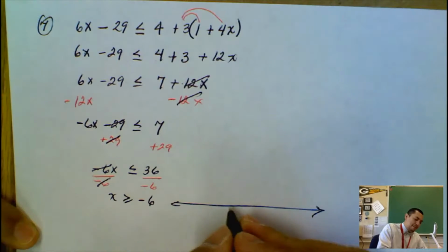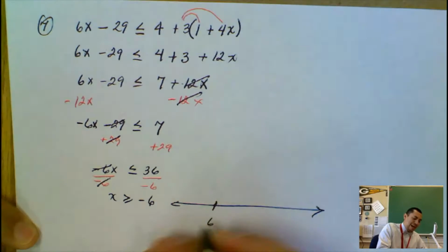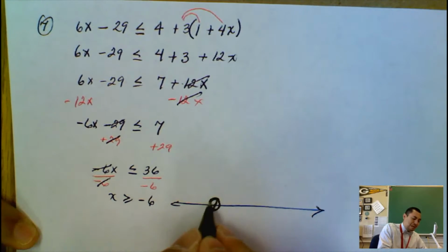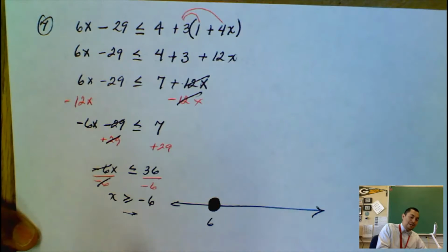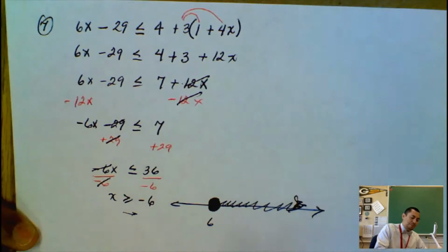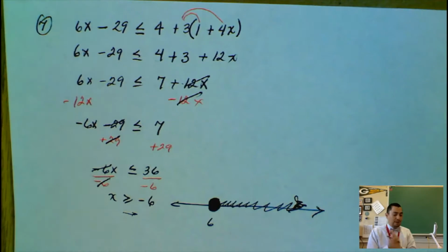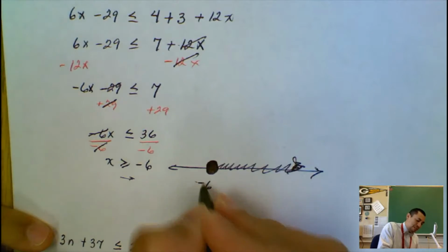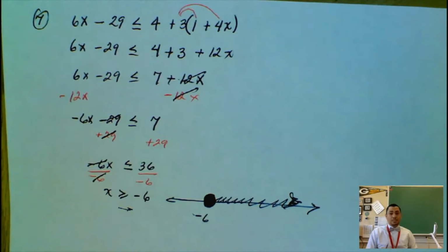There we go. So I have negative 6, and the dot, I think for the first time, is going to be closed because we have a greater than or equal, and it's pointing to the right. So the graph goes to the right. That's the solution. Okay, that's x greater than or equal to negative 6. I forgot the negative here, and that's going to be the last problem.